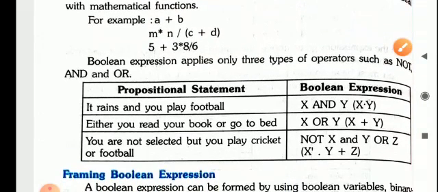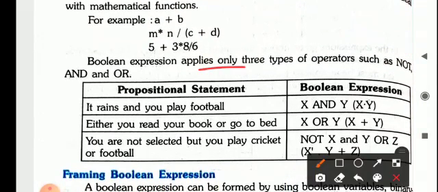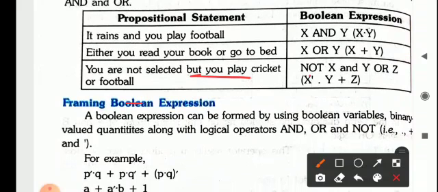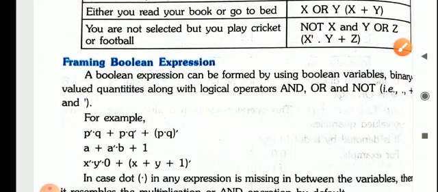Okay. So here you can see a Boolean expression applies only 3 types of operators such as NOT, AND, and OR. A propositional statement, that means it rains and you play football, is x and y, written x dot y. Either you read a book or you go to bed, then x or y. Either is there, that means you have a choice between 2, so x plus y. Okay. Now you are selected, but you play cricket or football, not x and y or z, x complement dot y plus z. So this is how you get the Boolean expression.